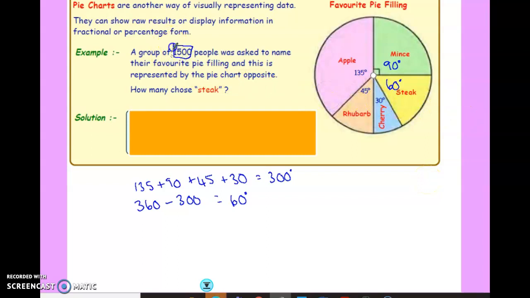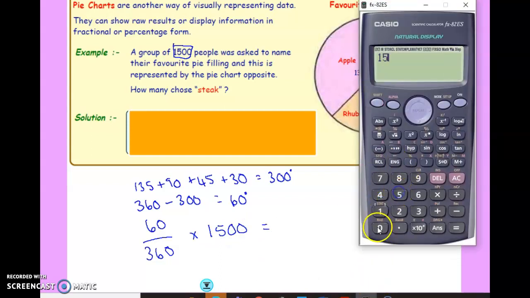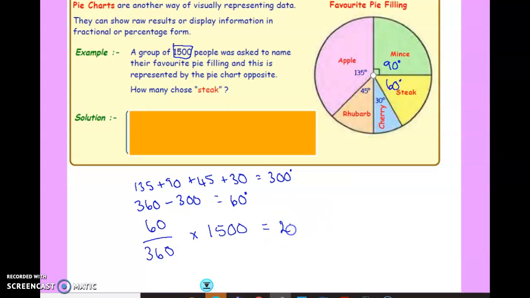Altogether, 1,500 people were asked. Now, the angle at the centre is just whatever fraction out of 360 is. So this 60 degrees that we've got is 60 out of 360. We times that by the number of people, or work out the fraction of that number of people, and that tells us how many people chose steak. So 1,500 divided by 360 times 60 is 250. So 250 people chose steak.